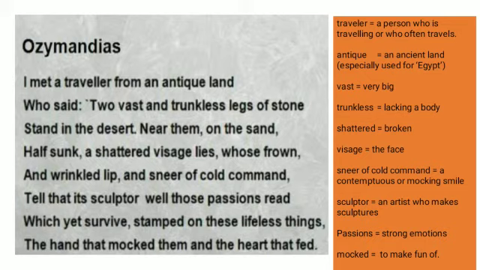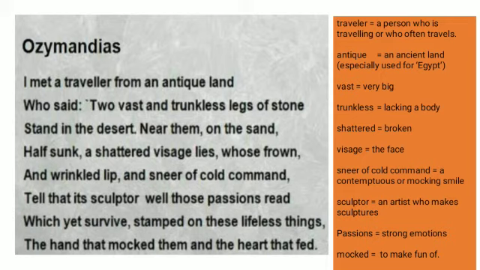Who said, two vast and trunkless legs of stone: two very big and trunkless. Trunkless means lacking the upper body, without the upper body. Stand in the desert. They're standing in the desert, very near to them, on the sand, half sunk. Half sunk means half inside the sand and half outside. A shattered visage lies, a broken face lies, isn't it? Very near to these very big and trunkless slabs of stone is lying a broken face, whose frown and wrinkled lip and a sneer of cold command.